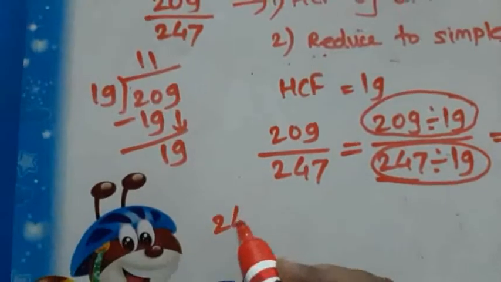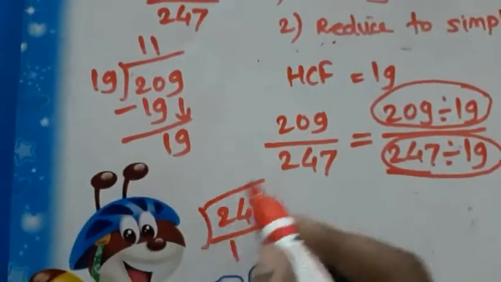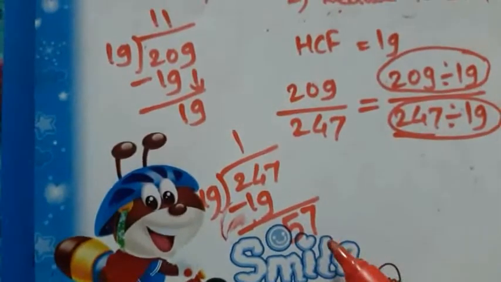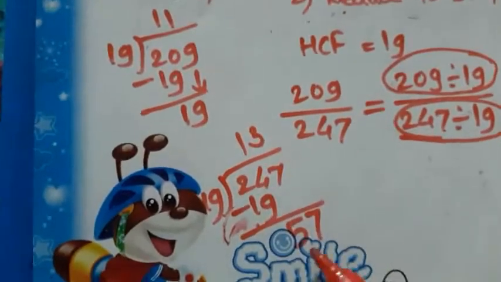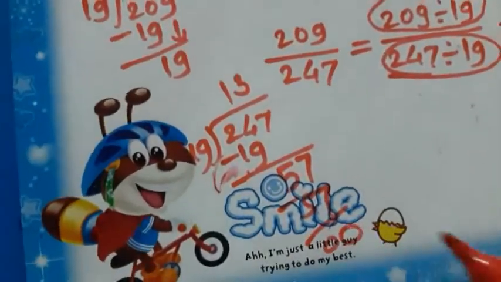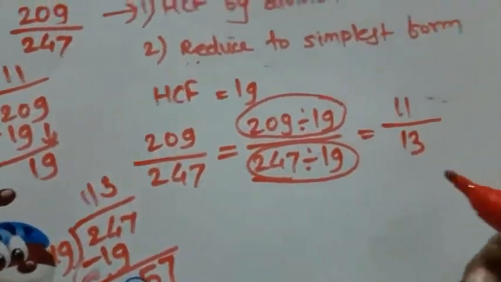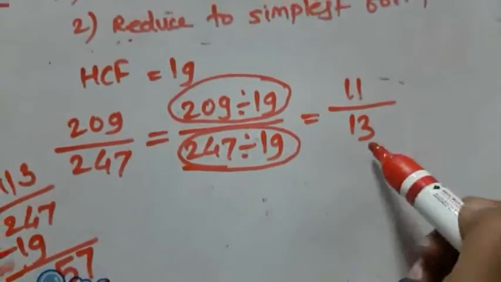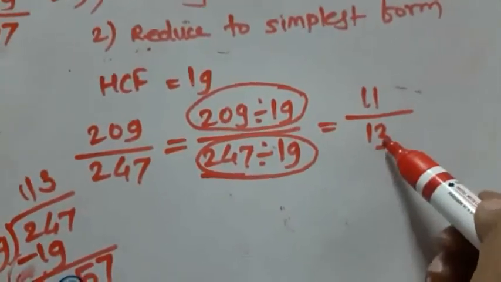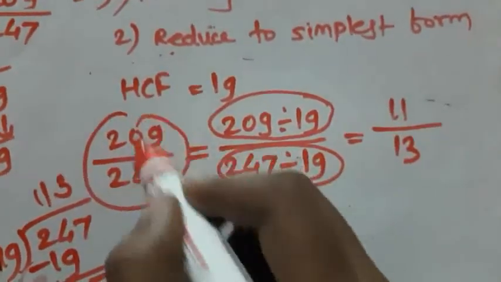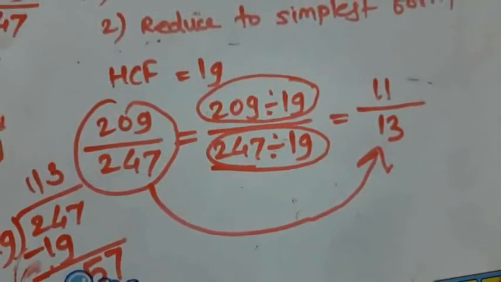Now 247 divided by 19. Again we can take 19 ones are 19. So the remainder is 5. This 7 will come down. 57. 19 threes are 57. So the remainder will be 0. So the quotient is 13. Now what is the number we got? 11 by 13. Both are prime numbers, so after this its division is not possible. It means we have converted this number into its simplest form.